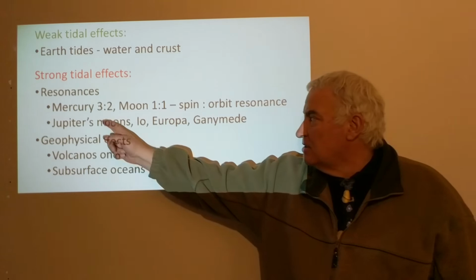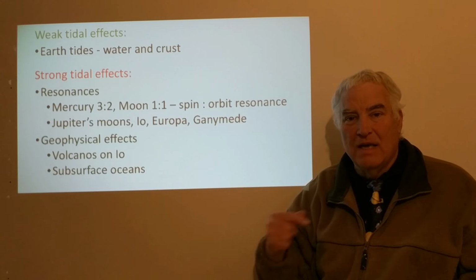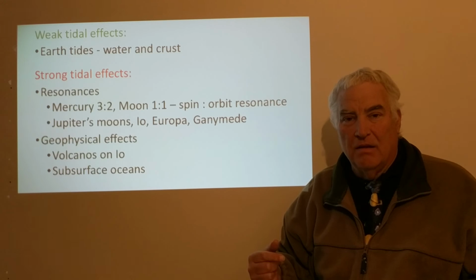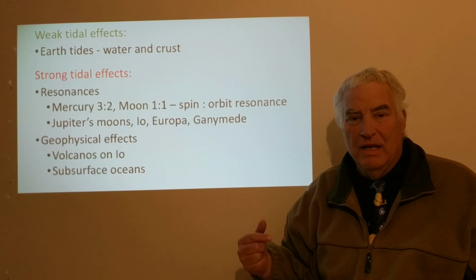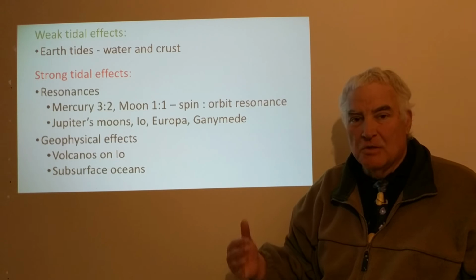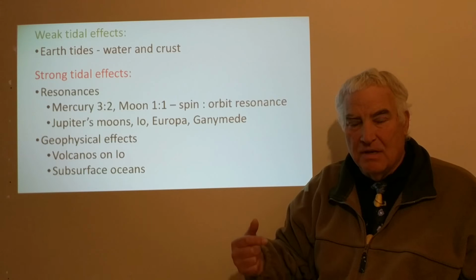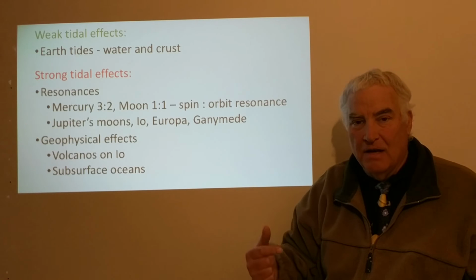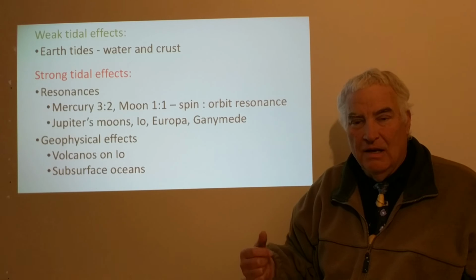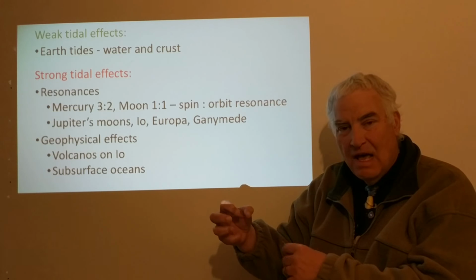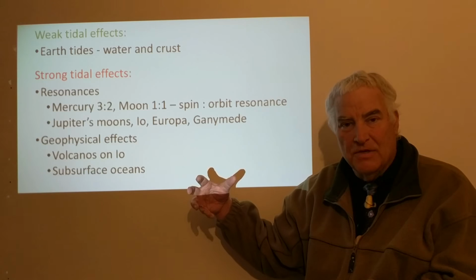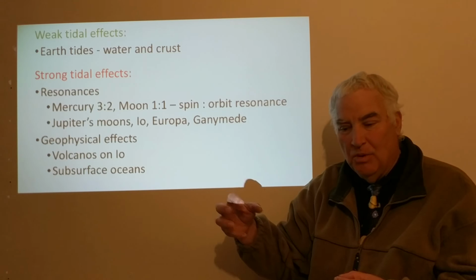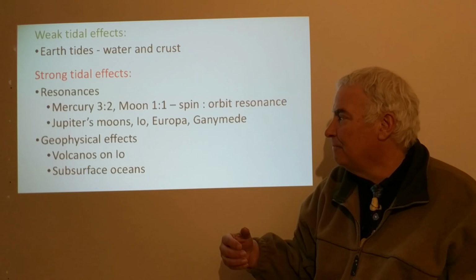So Mercury spins 3 times for every 2 times it orbits the sun. This is because it's close to the sun. It has a strong tidal effect from the sun, and the tidal effect is pulling one side of the planet more strongly than the other side. The front side is being pulled more strongly than the back side.